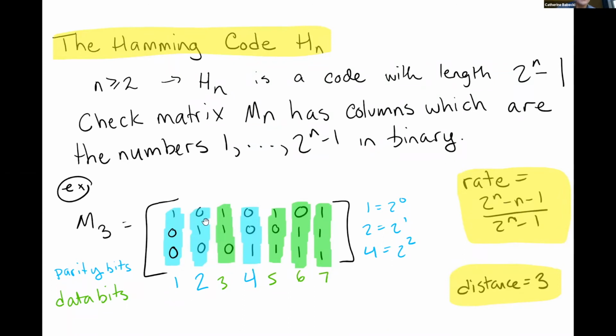And what that means, sort of, so before, with the rate, how much information are we sending over, how many bits do we need? So the data bits are the bits that are carrying our information, and the parity bits are what are allowing us to correct and detect errors.